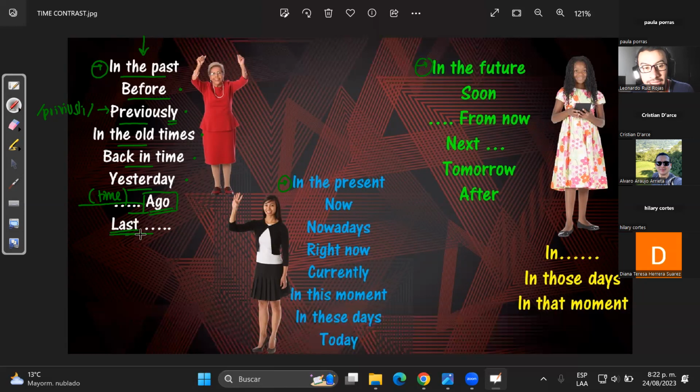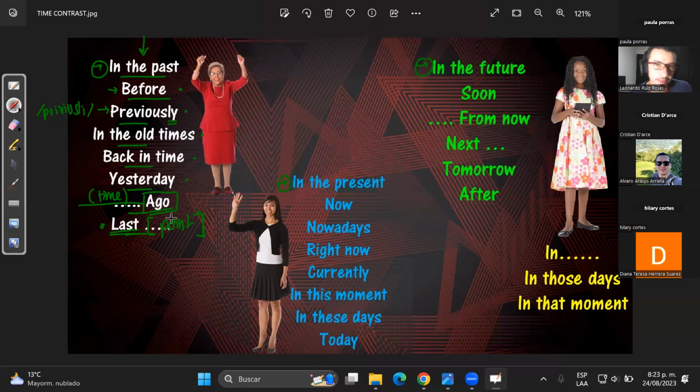And last, what's the meaning of last? Pasado. Like the previous, good. It's going to mention a specific point. Okay, so when I say last, it's going to mention a specific point, ready? Last month, last year, last Wednesday, for example, last weekend, last Christmas, last December. It's going to mention a specific point. Entonces, ¿cuál es la diferencia entre ago y last?